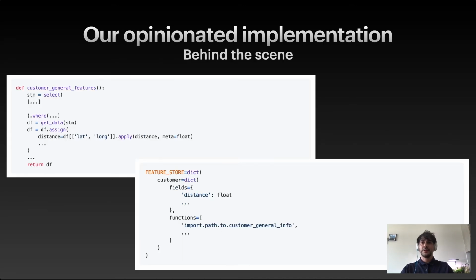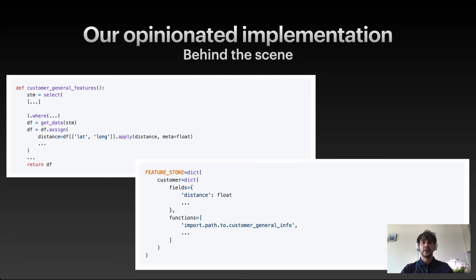Behind the scenes, we have a set of functions that will query our data warehouse and apply some functions, like the distance example that I showed you before. In this case, it's using lat and long. It's a bit more complicated, but you get the point. Then it returns a Dask data frame. To tell our feature store what fields it's going to calculate, the type, and the function it's going to use, we have this configuration object, in this case with the distance field of type float. Then we have a function as an import string that tells our feature store where to look for the function to calculate some of the features.